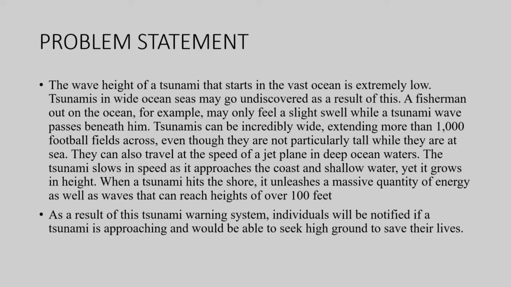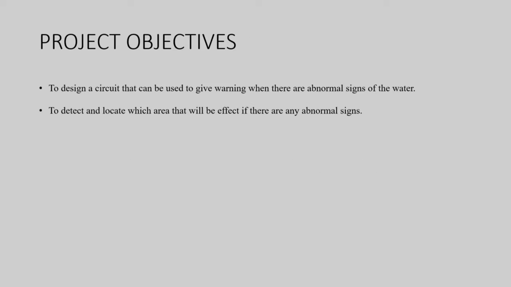The tsunami slows in speed as it approaches the coast and shallow water, yet it grows in height. When a tsunami hits the shore, it unleashes a massive quantity of energy as well as waves that can reach heights of over 100 feet. As a result of this tsunami warning system, individuals will be notified if a tsunami is approaching and would be able to seek high ground to save their lives.